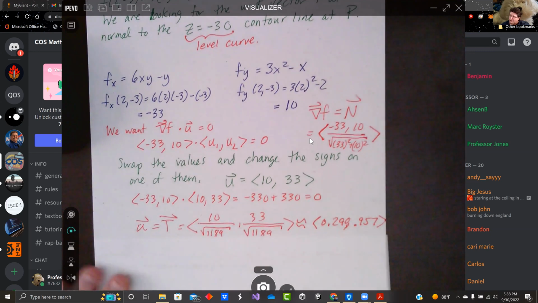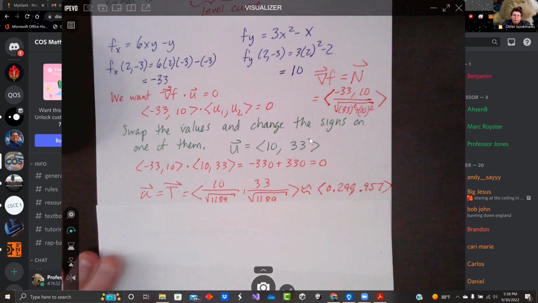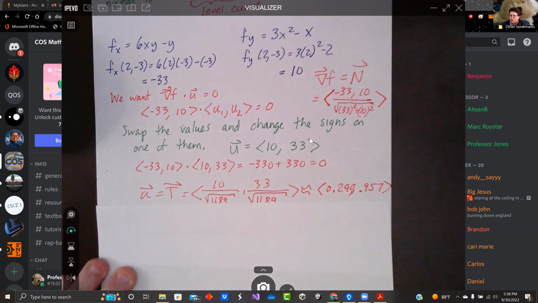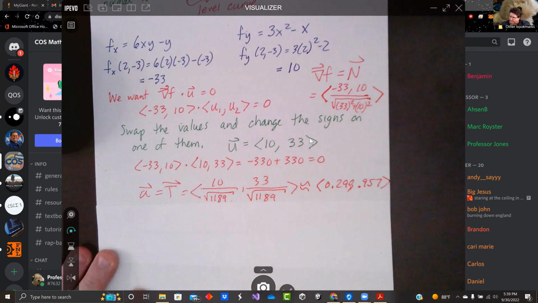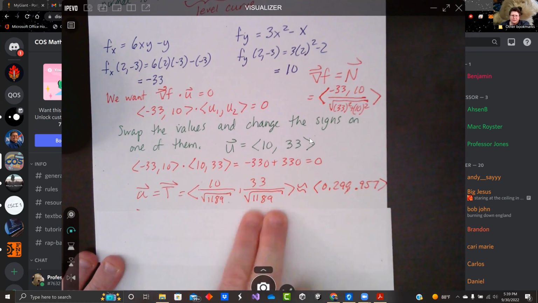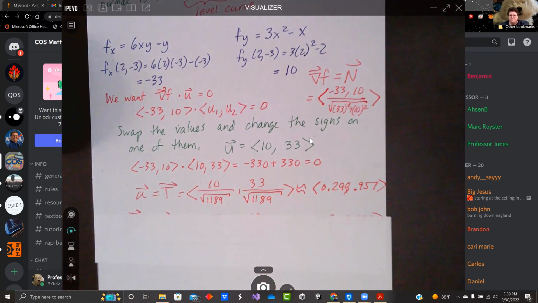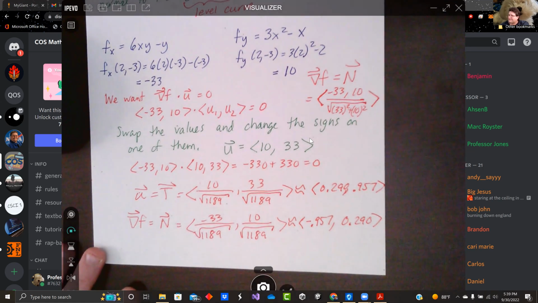So our unit vector u, we want to make it a unit vector. The tangent vector is a unit vector. So is the normal vector. That's why I divided by the norm. So we get that tangent vector, do some math, and you get (0.29, 0.957). And the normal vector is (-0.957, 0.290).